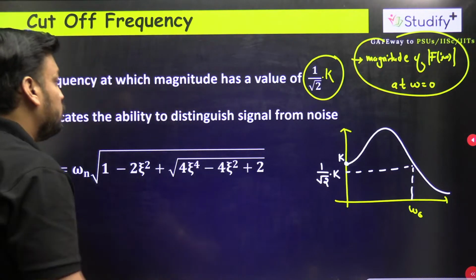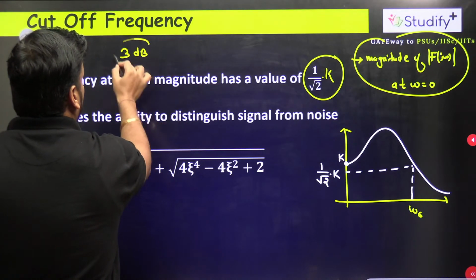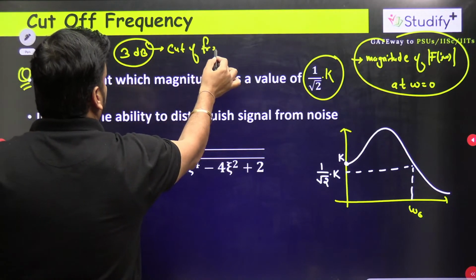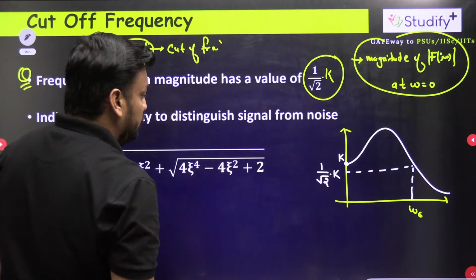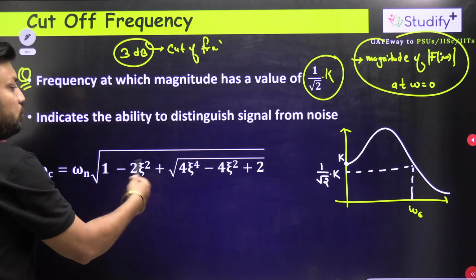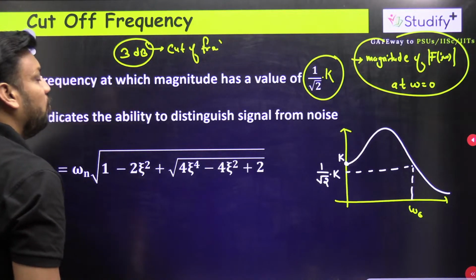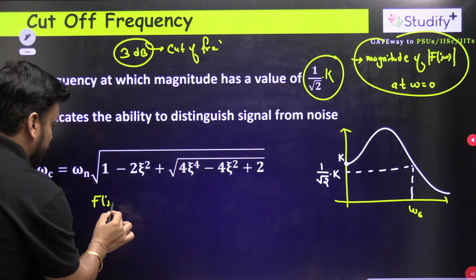Which is also known, in communication, as the 3 dB cutoff frequency. 3 dB frequency or cutoff frequency. So at the cutoff frequency the magnitude should be equal to this. That's all. Now tell me, student, how we can calculate this? If you want to do that derivation, you can do this.